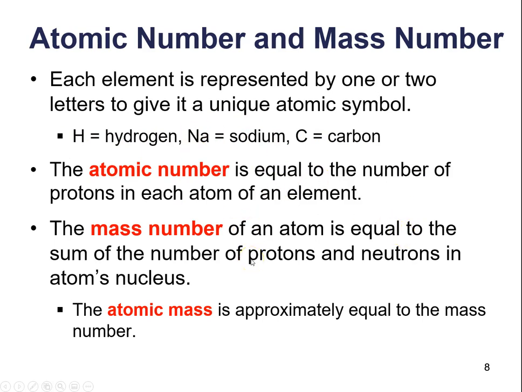Okay, so if we talk about the term atomic number, atomic number is equal to the number of protons in each atom of an element. Okay, number of protons in each atom of an element. Mass number is equal to the sum of the number of protons and the number of neutrons. Okay, so atomic number, number of protons; mass number, the number of protons and neutrons. Okay, if you see the term atomic mass, it's essentially the same thing as mass number. So atomic mass, mass number is the sum of the number of protons and the number of neutrons. Atomic number is just the number of protons. Okay, again, we should know this.